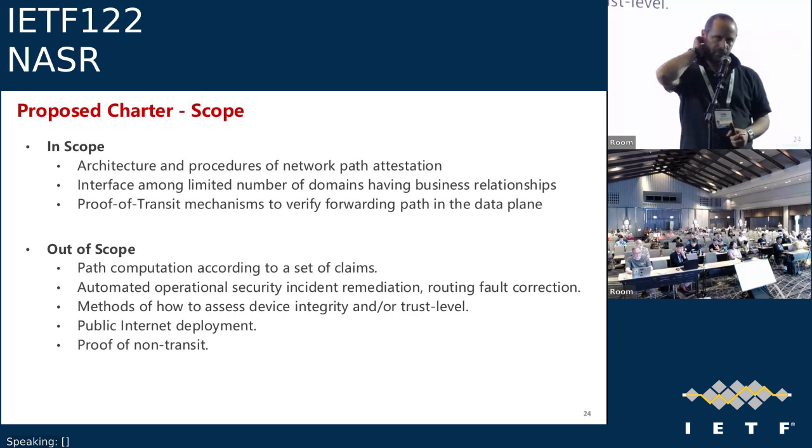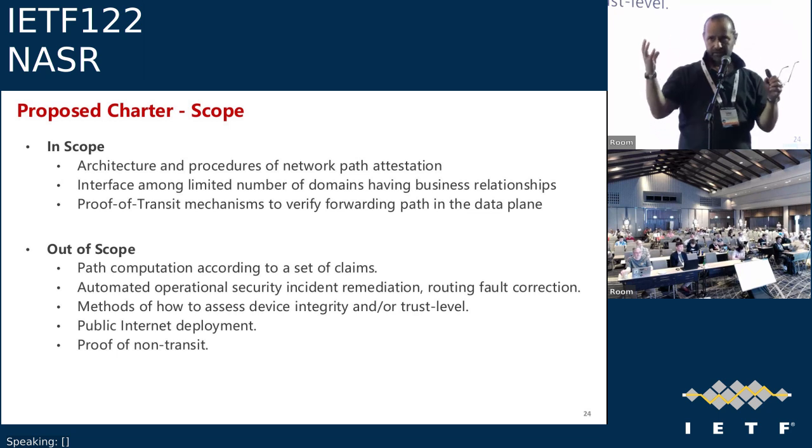So I just want to go quickly, more crisply, over what is in scope and what is not in scope. In scope is to provide this architecture. Peter gave a glimpse of what we think would solve the problem. The procedures and network path attestation, this interface between different domains that have a business relationship, the proof of transit, okay.